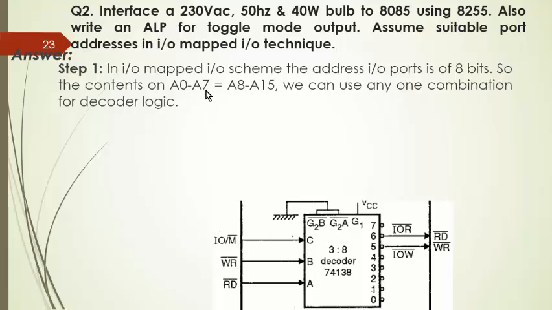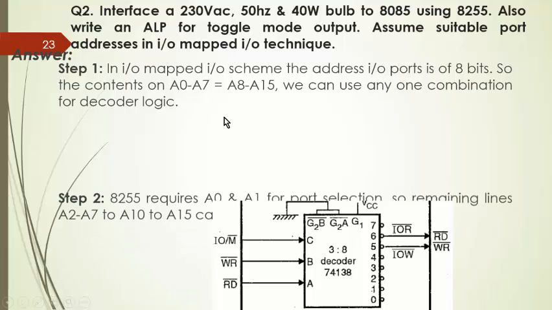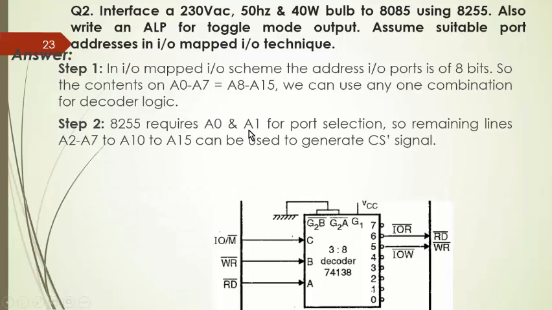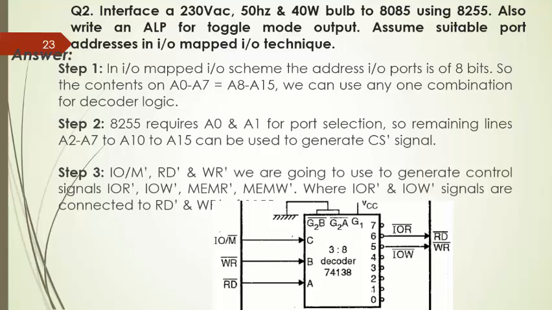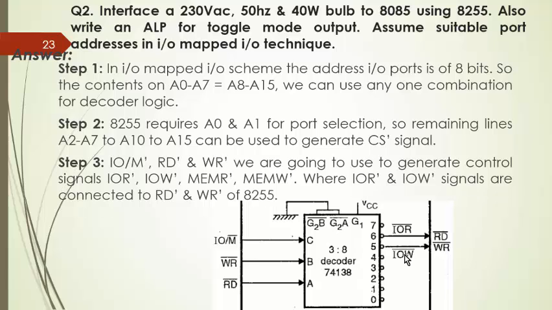And again here we are going to use the IO mapped IO technique with suitable port addresses. The first three steps are as it is. In IO mapped IO technique, the contents available on A0 to A7 are same as the contents on A8 to A15. So any one of these two we can use for decoder logic. A0 and A1 we will directly connect to 8255 for port selection, and remaining A2 to A7 or A10 to A15 to generate chip select signal.